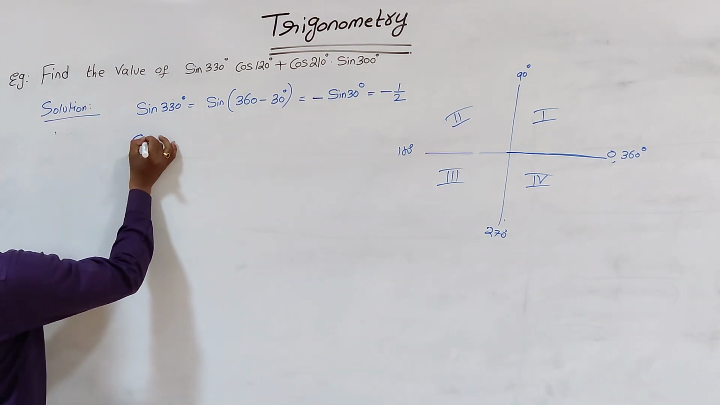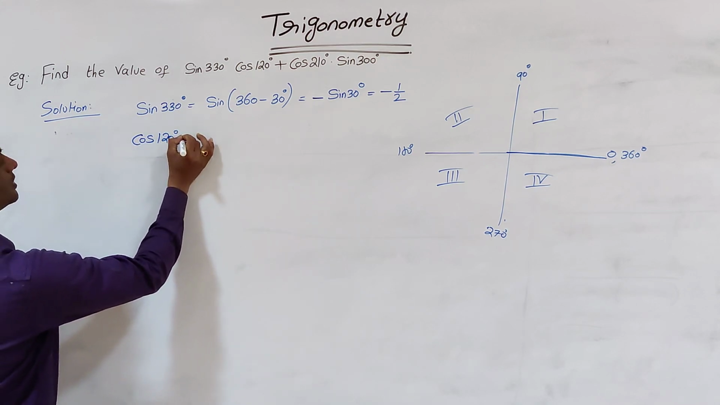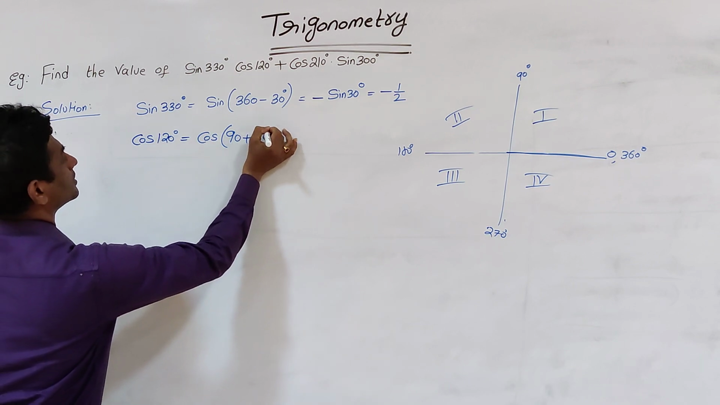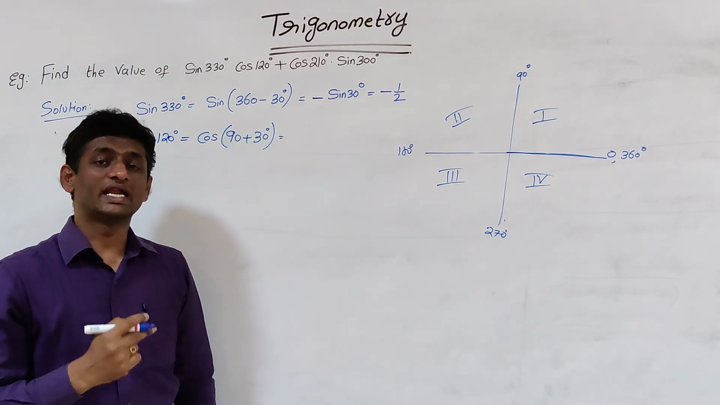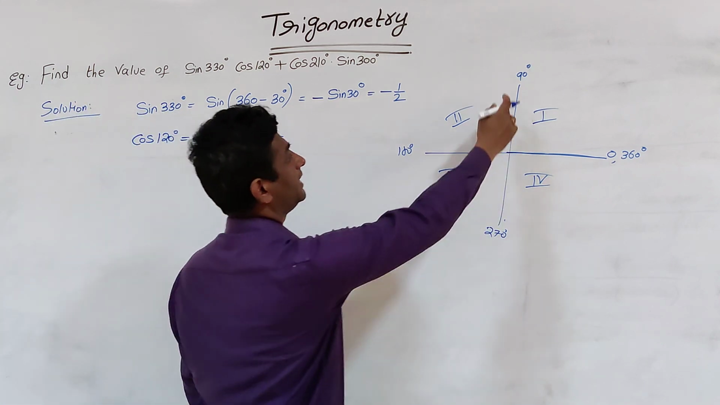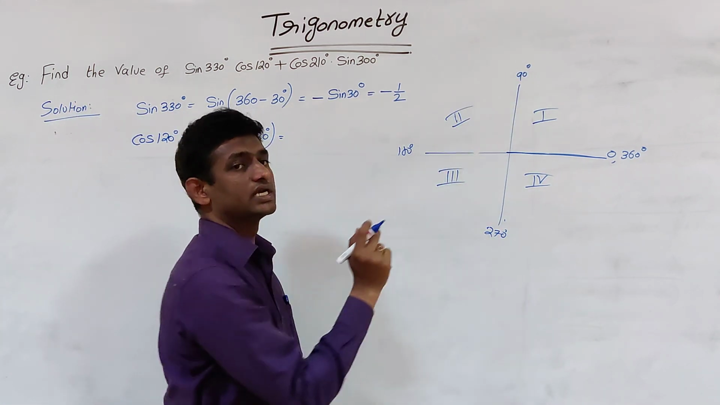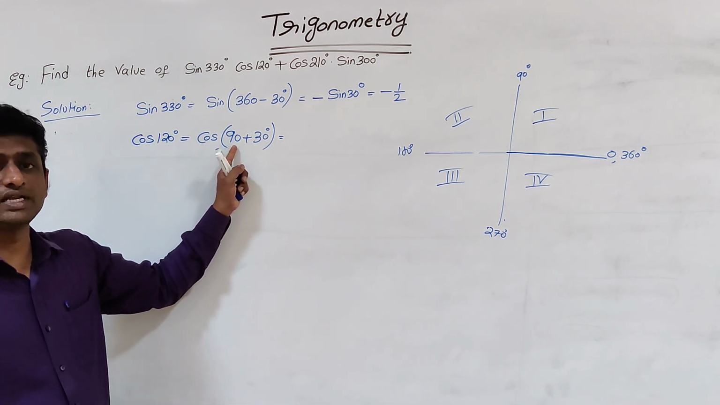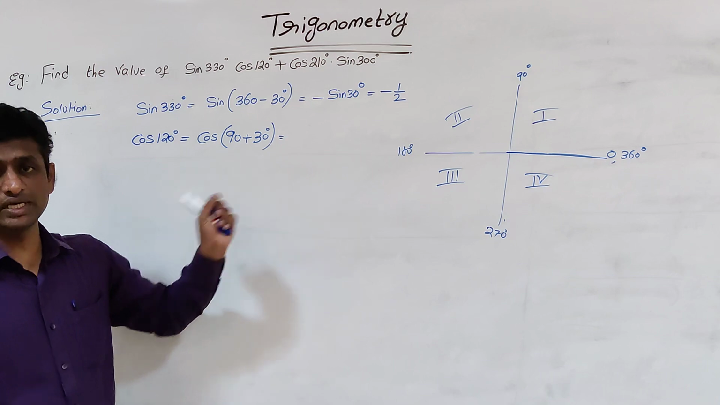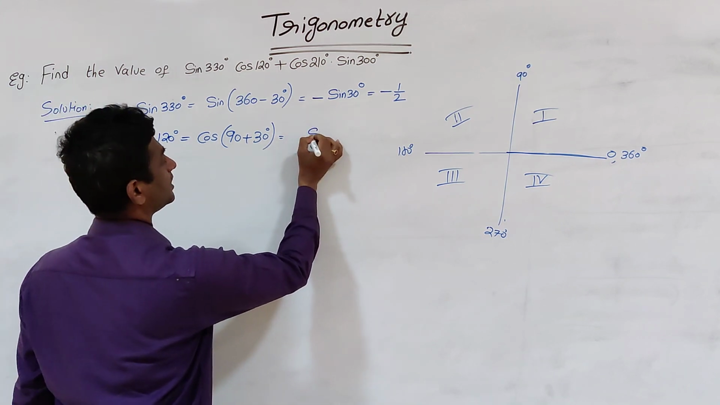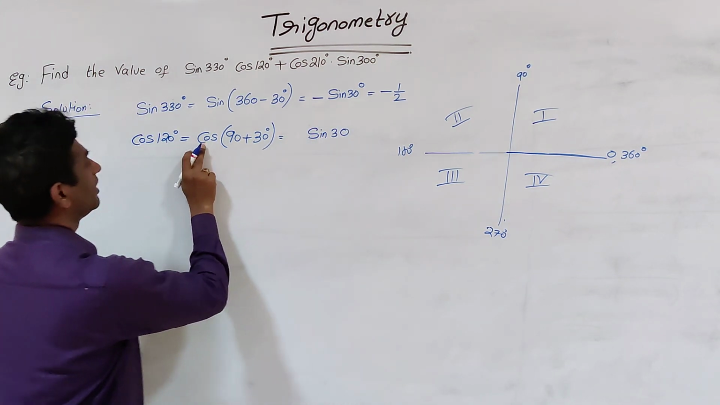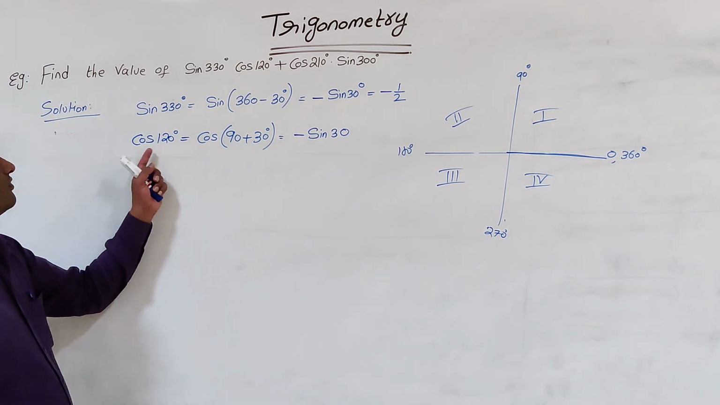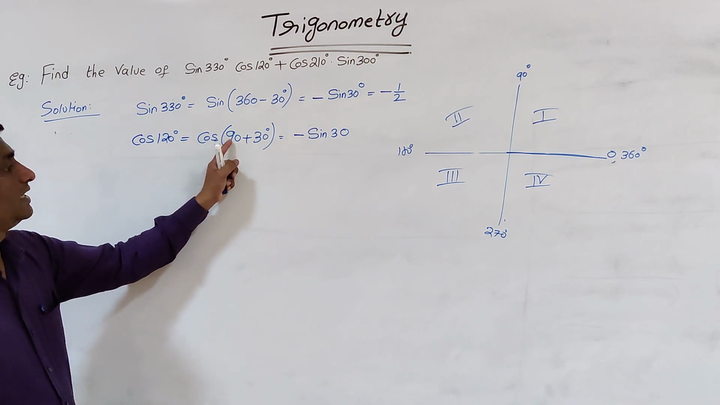Next, cos 120 degrees. That can be written as cos of 90 plus 30 degrees. It is cos of 90 plus theta, so 90 plus theta lies in the second quadrant. As it is an odd multiple of 90, 1 into 90, the trigonometric ratio changes. So that will be sine 30, but where cos will have a negative sign.